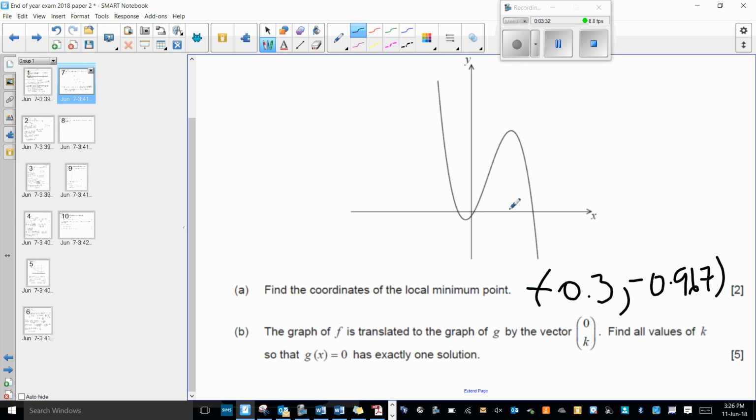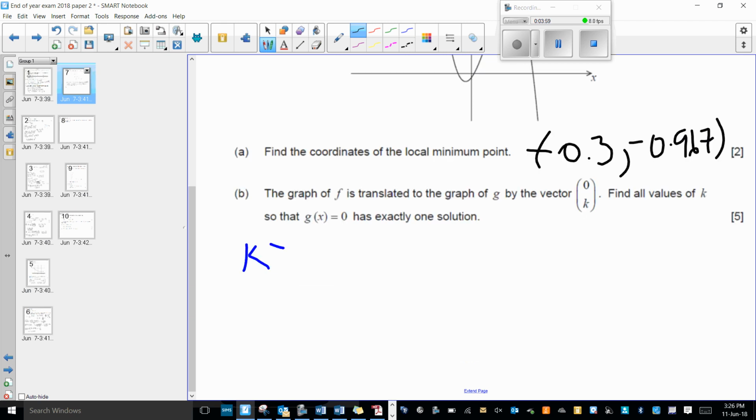So essentially, hopefully you realise you need to shift it up this amount. There's one of them. Okay, because it has to be shifted up by this value. We found this value to be negative 9.967, and so our value of k has to be greater than 9.967. So k has to be greater than 9.967 in order for us to have just one solution.